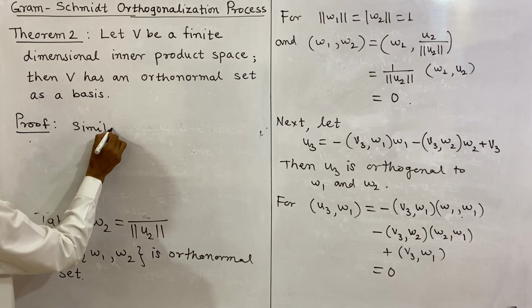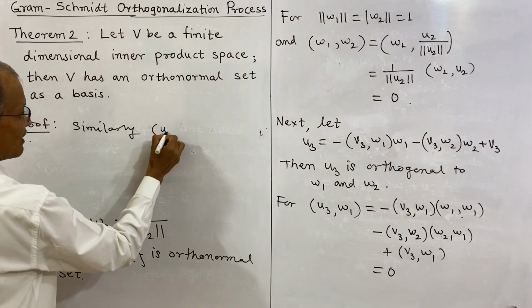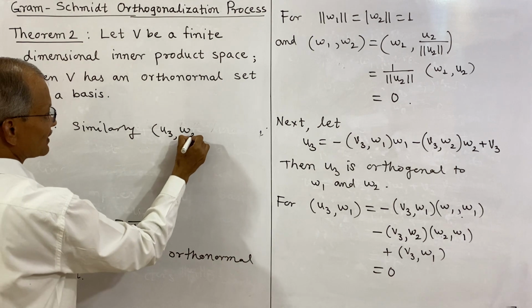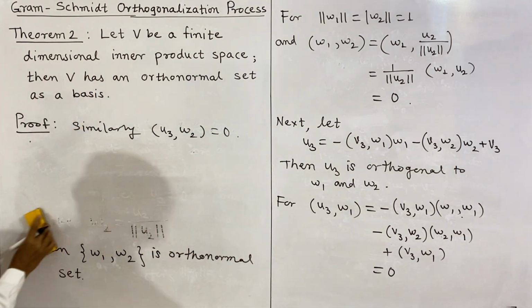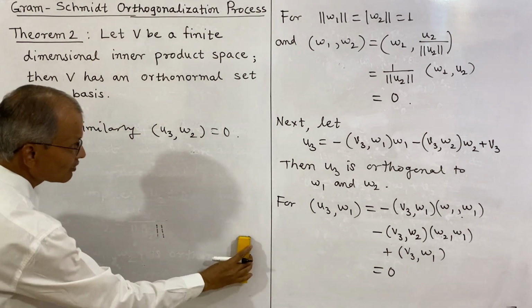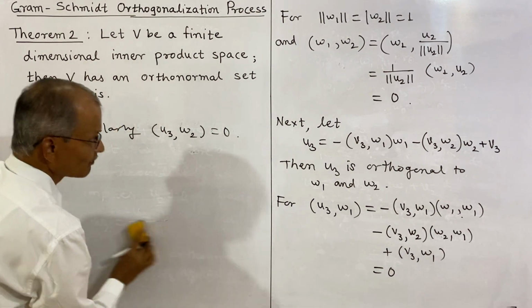Similarly, inner product of U3 with W2 is equal to 0. So thus we have shown that U3 is orthogonal to W1 and W2.